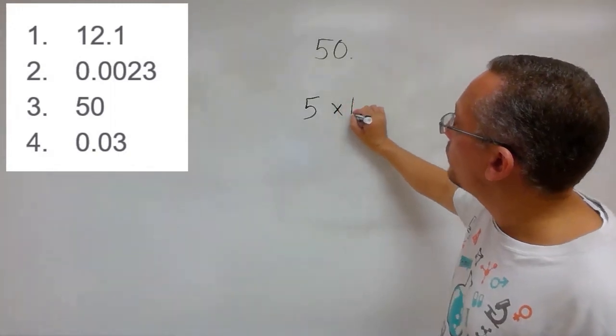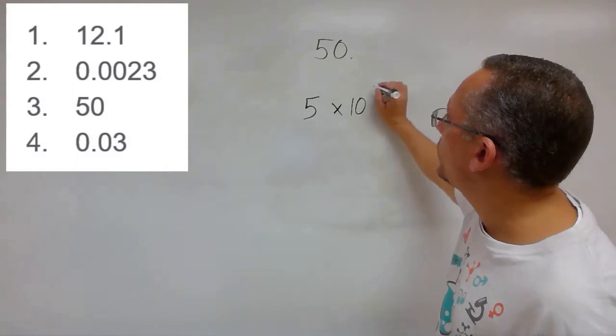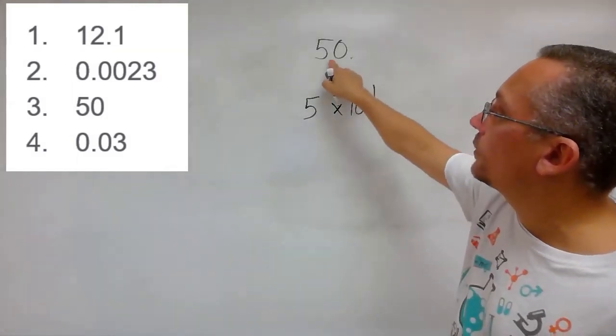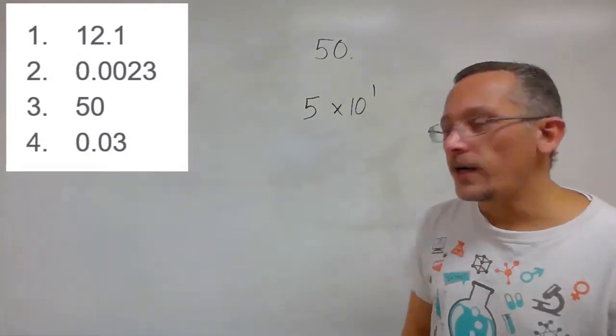And always times 10. How many places did I move the decimal to the left? I moved it just one place. Here to here, one place. So 50 is 5 times 10 to the first power.